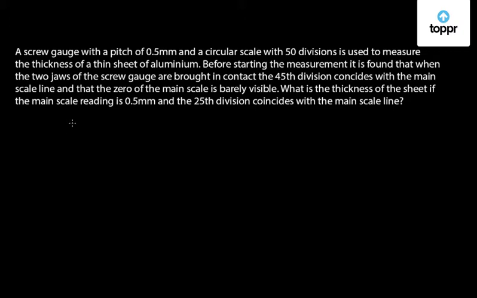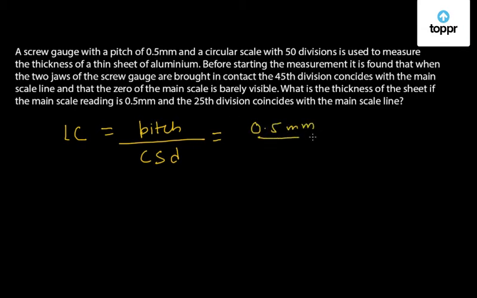First of all, we will find the least count of the screw gauge. The least count is given by the pitch of the screw gauge divided by the circular scale divisions. The pitch given here is 0.5 millimeters and the circular scale divisions are 50. So the least count is 0.01 millimeters.